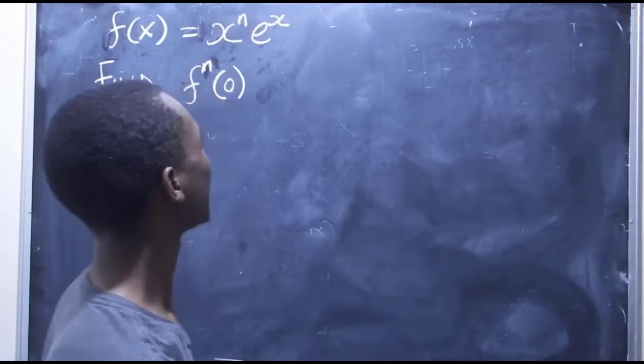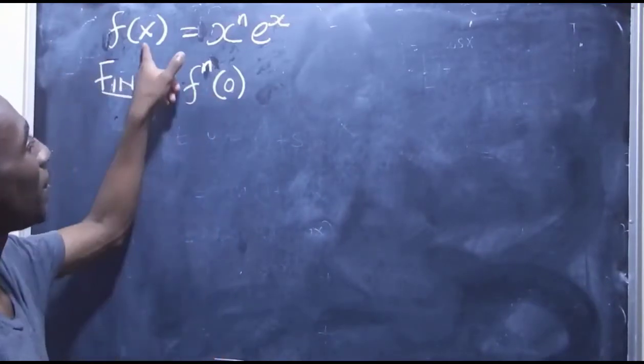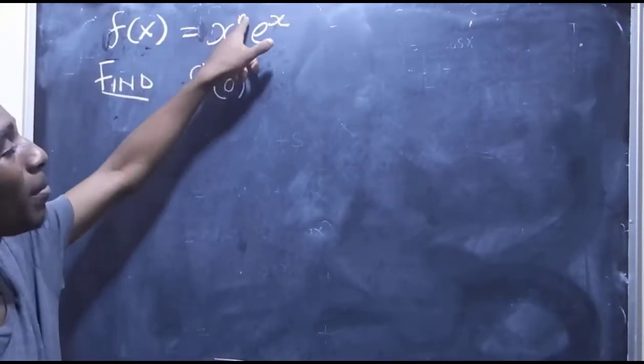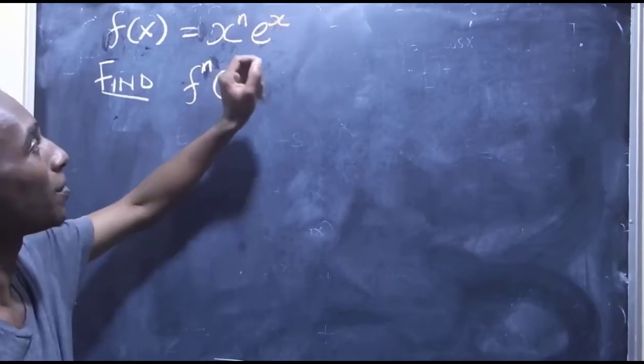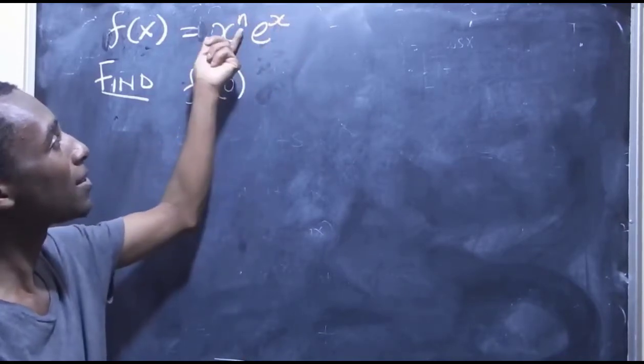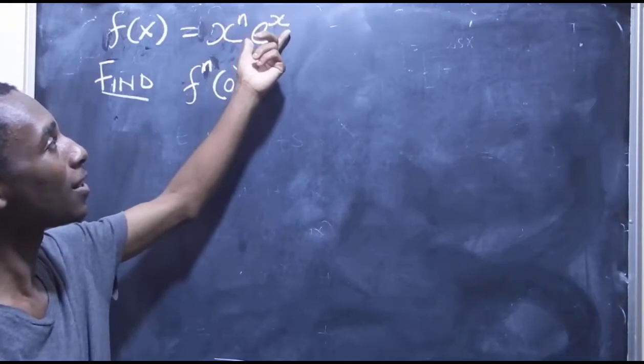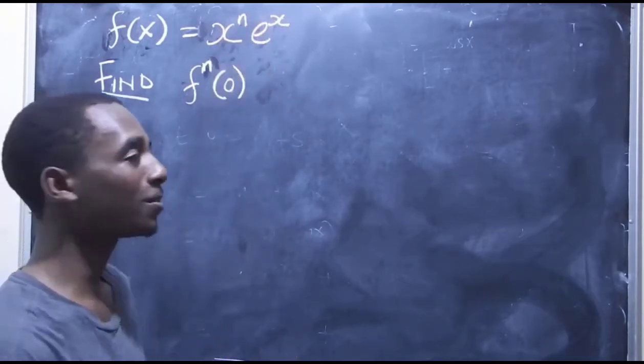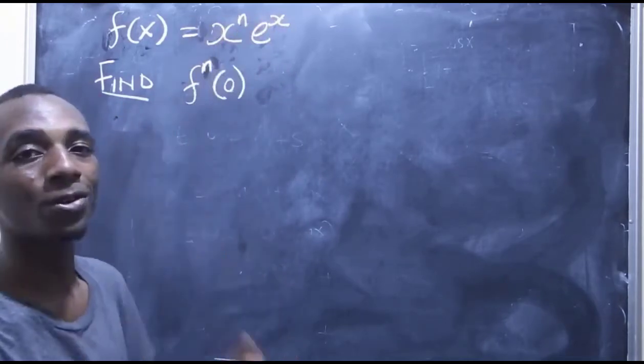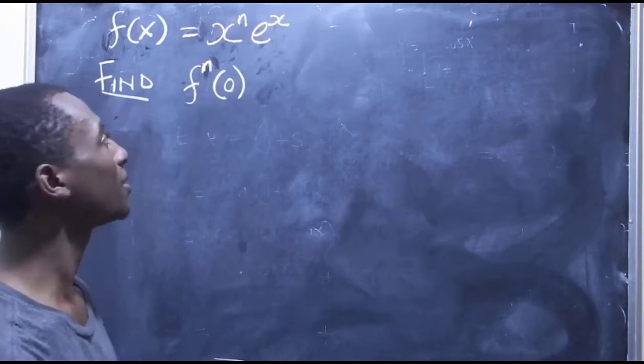Alright, let's get into the question now. So the function here is x to the power n times the exponent of x. As you can see, this is a function of its own and this is another function. So it's a product of two functions. We will therefore use the product rule for derivatives.